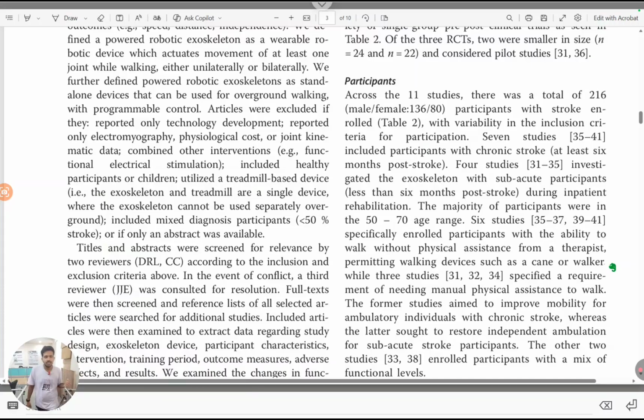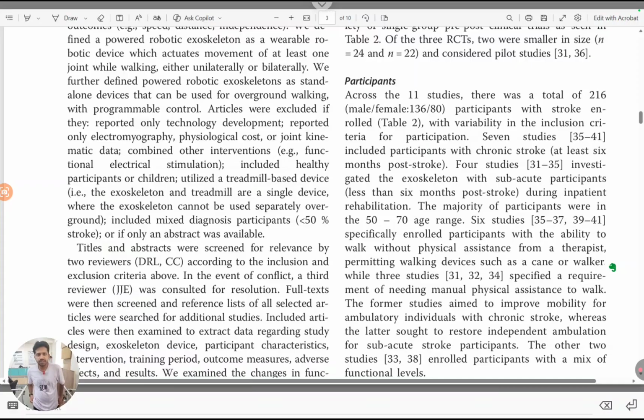7 studies included participants with chronic stroke, at least 6 months post-stroke. 4 studies investigated the exoskeleton with subacute participants, less than 6 months post-stroke, during inpatient rehabilitation. So you can see, 7 studies were at least 6 months post-stroke, and 4 studies were less than 6 months post-stroke.